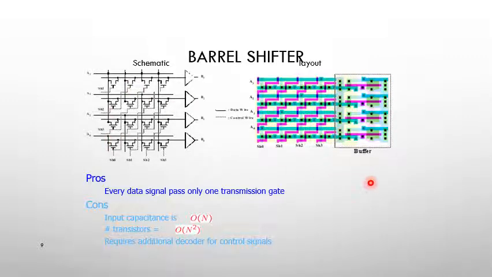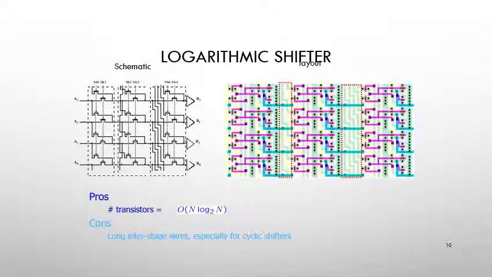This was already discussed in the previous slides. This is the logarithmic shifter. Here we have the transistors. The number of steps followed is n log square n steps for the transistors, and finally log n interstage wires, especially for the cyclic shifters we are using here.